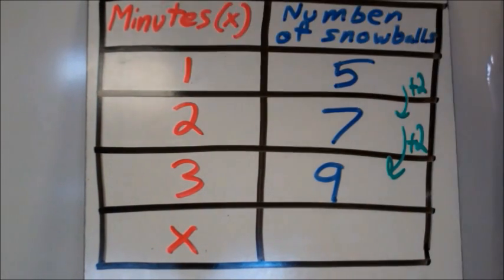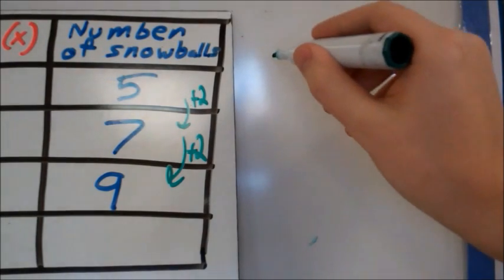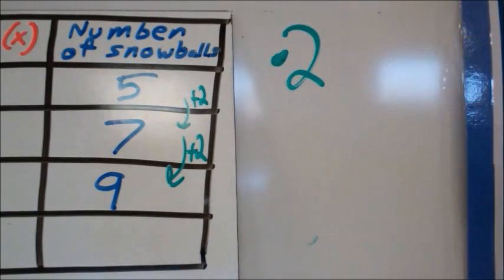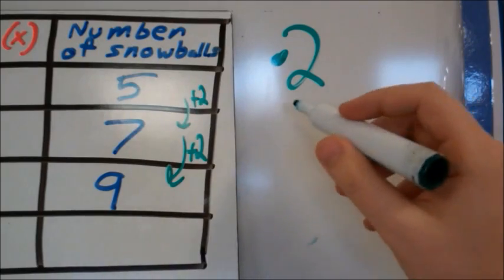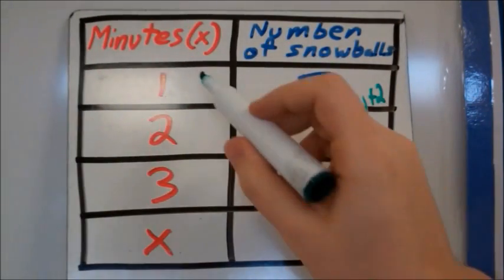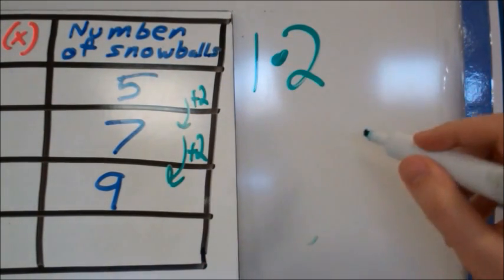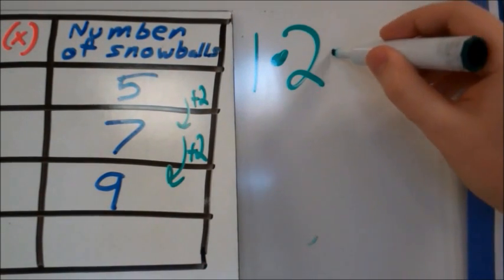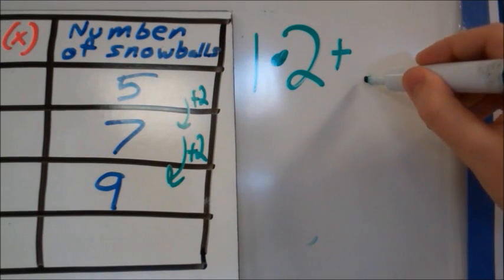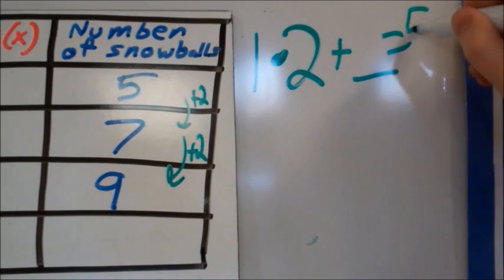We know that we have to multiply our number of minutes by 2 and then maybe do something else. We know that times 2 is going to be part of our rule. We're just not quite sure what else to do here though. Let's use some guess and check. To get from 1 to 5, because remember we have 1 minute for 5 snowballs, 1 times 2 plus something will equal 5.